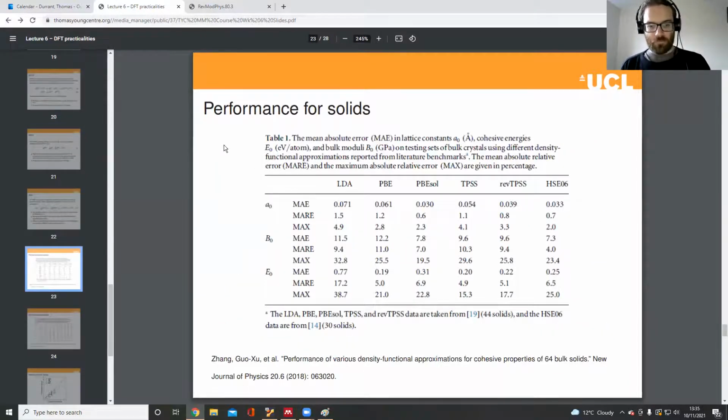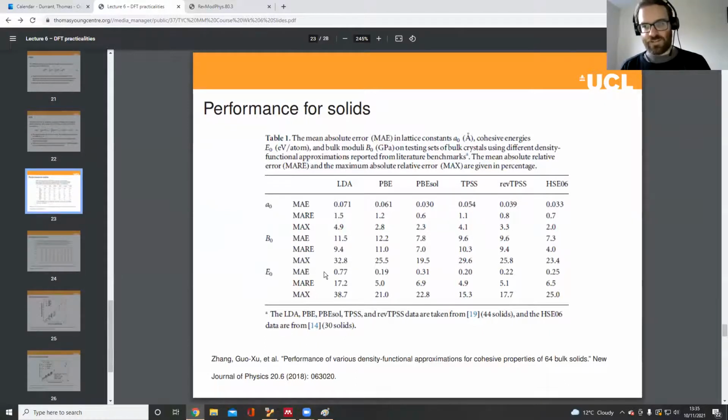I've got a few slides of different comparisons. Generally speaking, what we find is that LDA is good, but it's not perfect. So this A0 column here is for lattice constants, and this is the mean absolute error. You can see that LDA has quite a large mean absolute error compared to the other functionals. Going up to PBE level, so going up to this GGA rung, improves things a bit, but it's not a huge improvement. This depends a bit on what we're looking at.